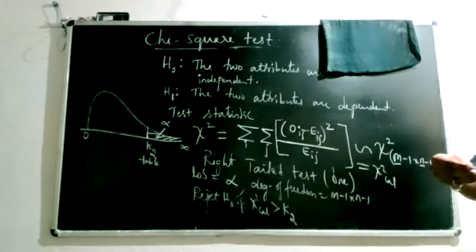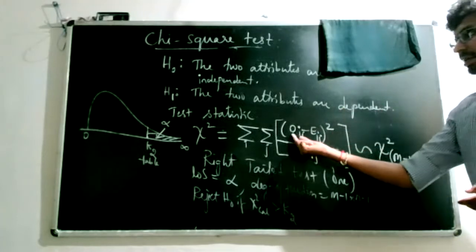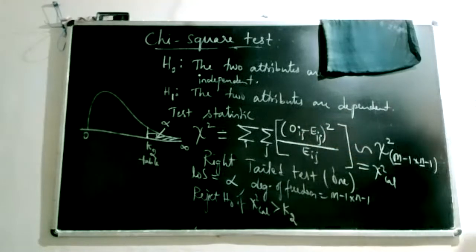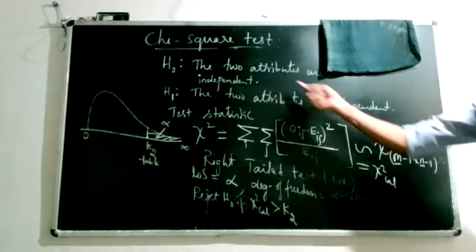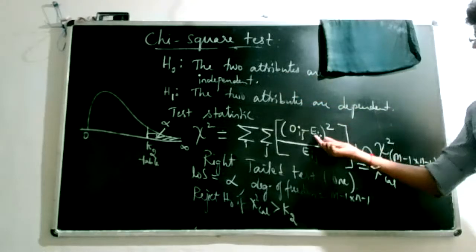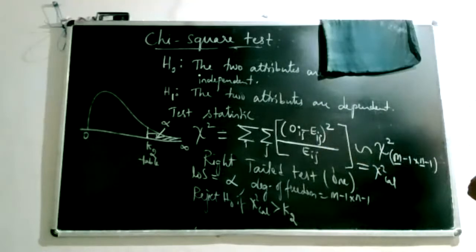So whatever you are observing, the presence or absence of attributes in a selected sample or population, that is our O_ij. E_ij is the expected value. That is, if I say my attributes are independent, what should be the frequency or count in such case? So that theoretically expected value is called the expected frequency.